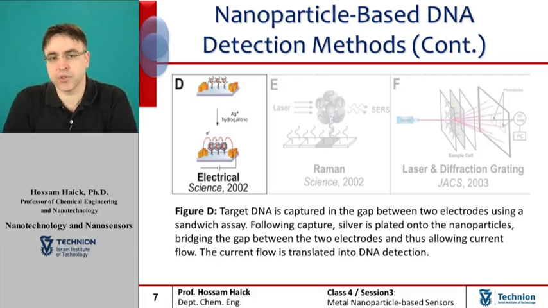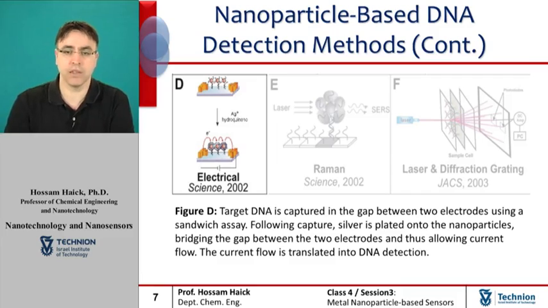If DNA is captured, silver will plate on the nanoparticles. This plating will create contact between the nanoparticles, and the electrical resistance will dramatically decrease step by step. By measuring the changes in the electrical resistance, a sensing signal can be obtained and monitored.